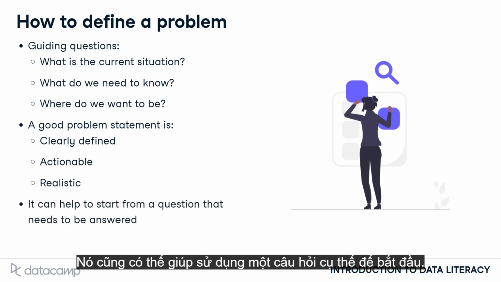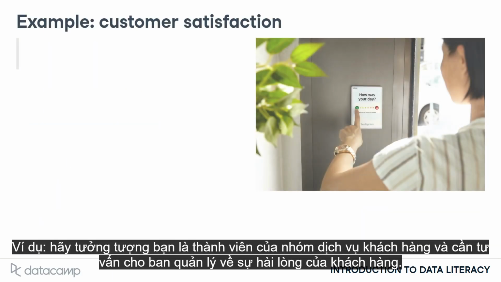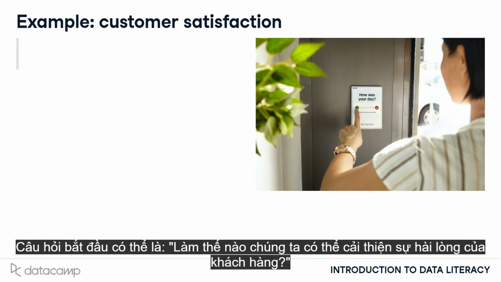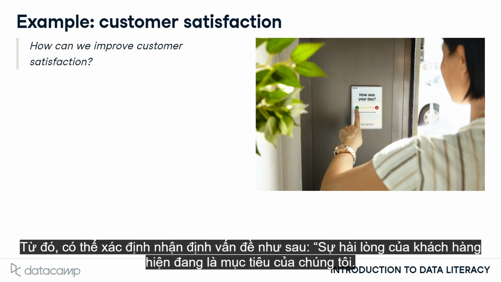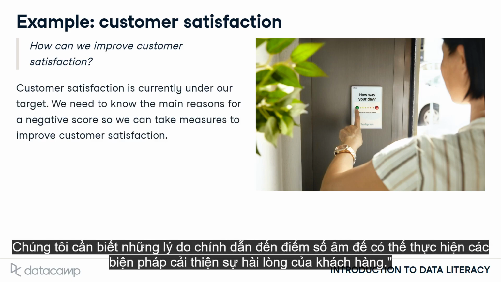It can also help to use a specific question to start from. For example, imagine you are part of a customer service team and need to advise management on customer satisfaction. The starting question could be, how can we improve customer satisfaction? From there, the problem statement can be defined as follows. Customer satisfaction is currently under our target. We need to know the main reasons for a negative score so we can take measures to improve customer satisfaction.